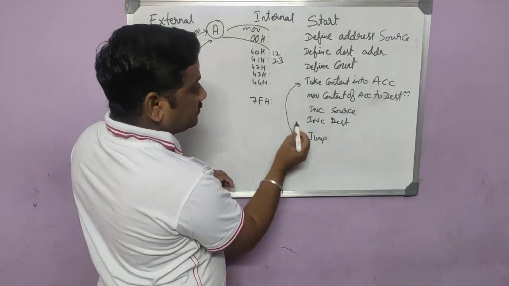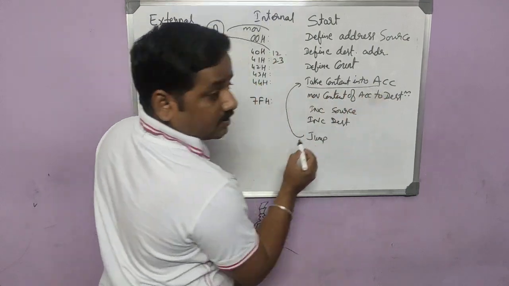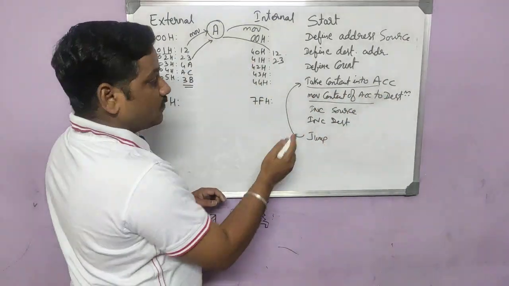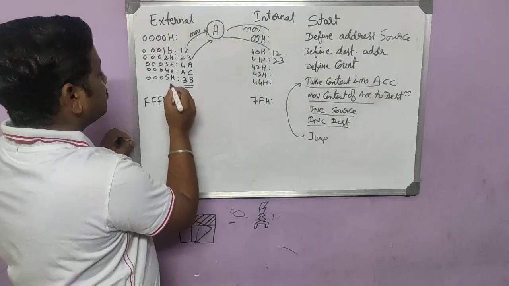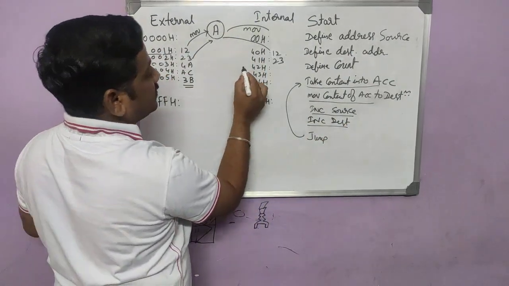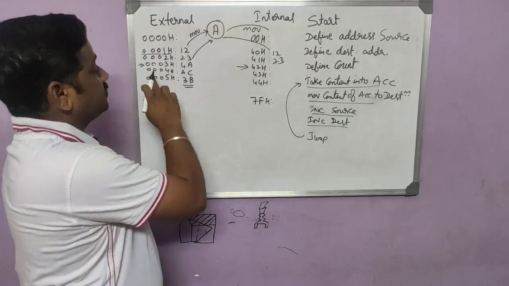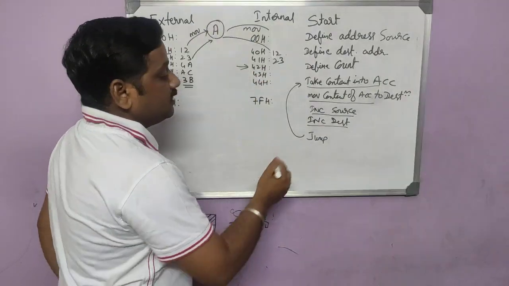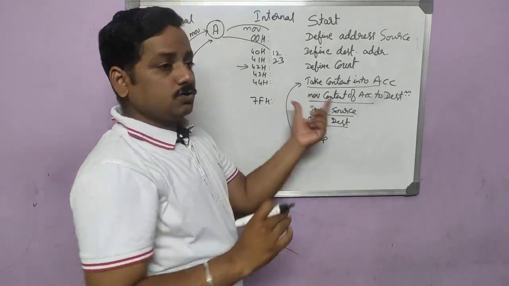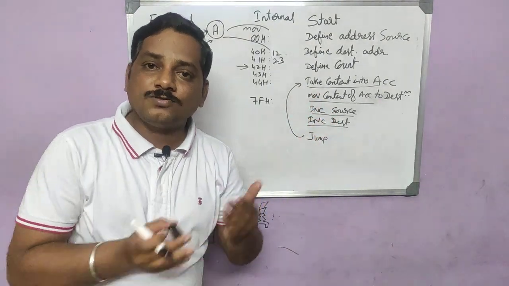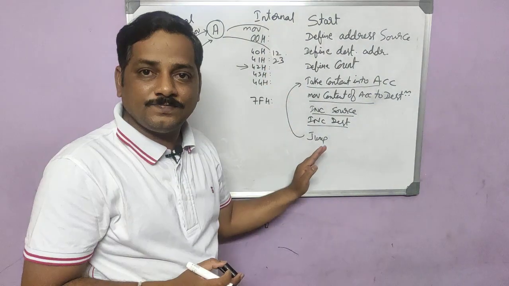Once I jump here, this will be executed. Further this will be executed. Again it will repeat. Again it will increment the source and the destination, so it will be pointing towards this 43 and 0003 and 42. Then again we'll go back. We'll repeat this. We need to stay in this loop until I get all those 5 data into the destination.